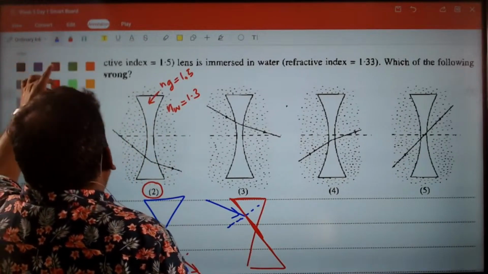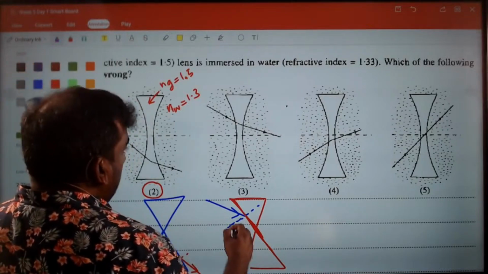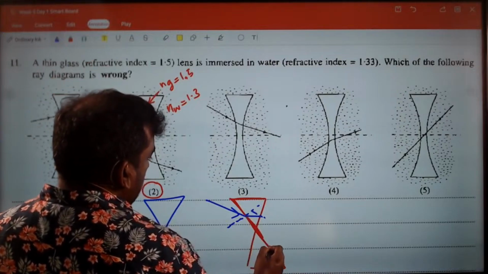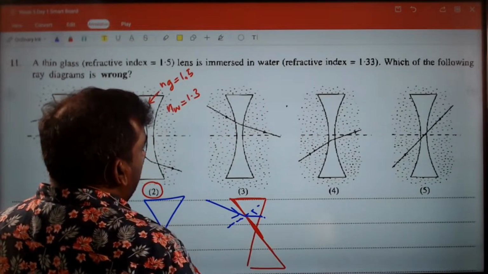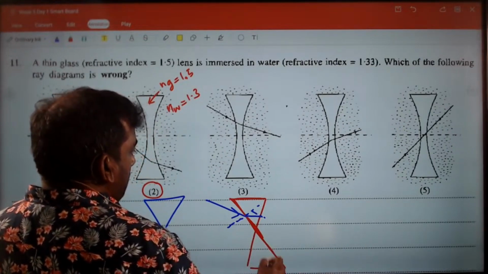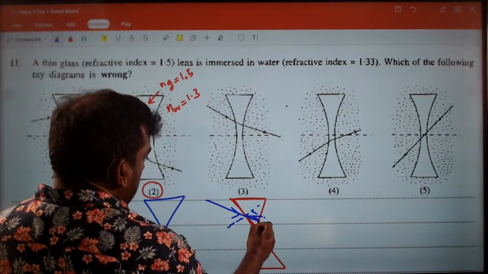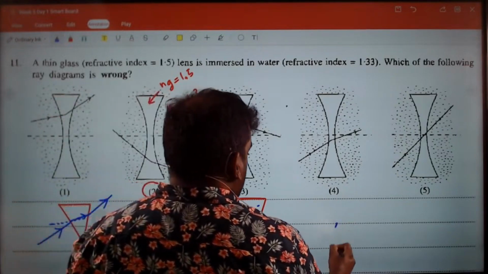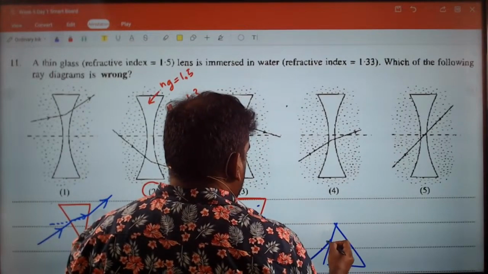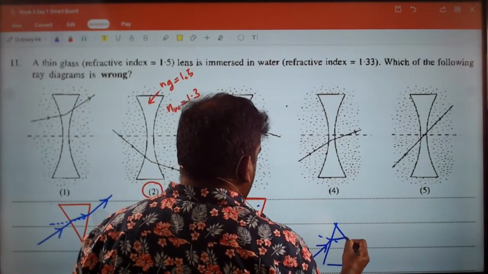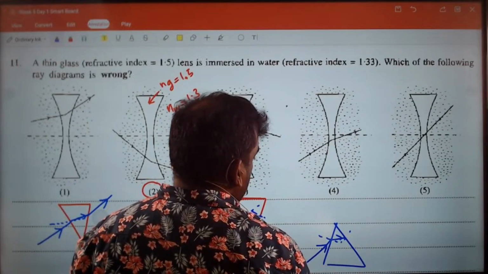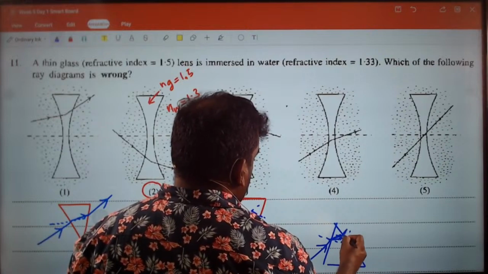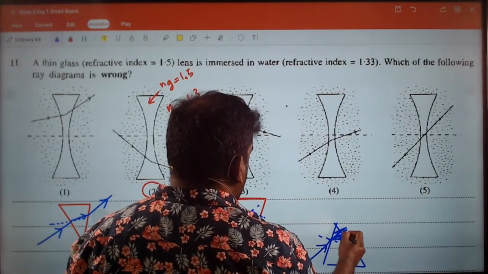Have a look. Rarer, denser: towards. Denser, rarer: away. So here, away. That is also possible. Take the bottom part. Rarer, denser: towards. Denser, rarer: away. Or here, towards. Denser, rarer: away.